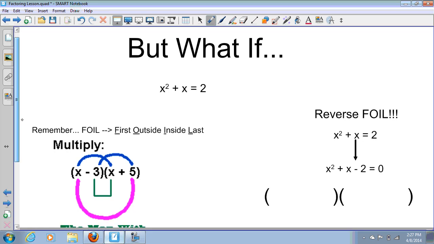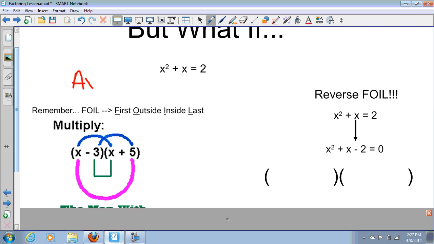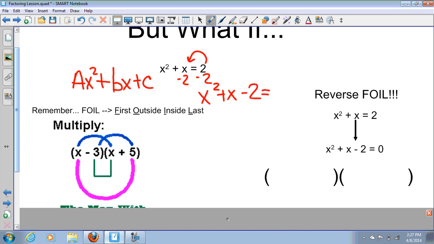Okay, here we go. Remember the FOIL method? Oh, but this isn't in standard form. Ax squared plus bx plus c. Can I easily do that? Absolutely. I just need to bring the 2 over, so I would subtract 2 from both sides. So I end up with x squared plus x minus 2 equals 0. And now I need to do the reverse FOIL. I need to find factors that will fit into this. So I have x, like double bubbles, and an x. So I have x plus 2, x minus 1, because I need to have a positive sum but a negative product. And this has to equal 0.